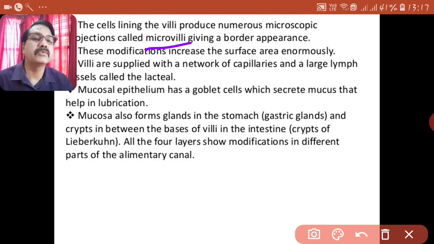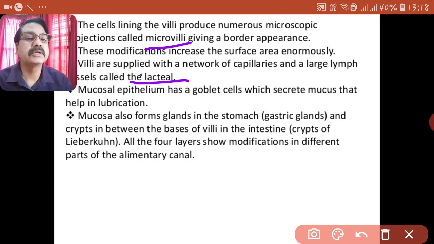Villi are supplied with a network of capillaries and a large lymph vessel called lacteal. These are the lacteals. Mucosal epithelium has goblet cells which secrete mucus that helps in lubrication. The mucus is very important for the inner lining of the stomach. It helps prevent any sort of abrasion by the HCl produced by the stomach. So mucosal epithelium goblet cells secrete mucus that helps in lubrication.